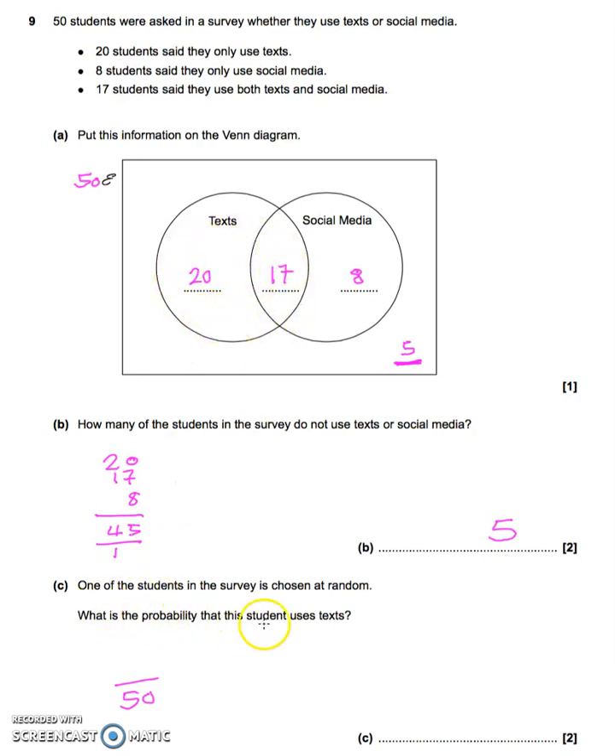And what's the probability that they use texts? So the chance they use text is these 2 numbers added together, and we've got 37. So 37 50ths is a probability, because you can give your answer to probability questions as fractions, decimals, or percentages. So I'm going to use what we've written, 37 out of 50. And there you go. Nice and simple.